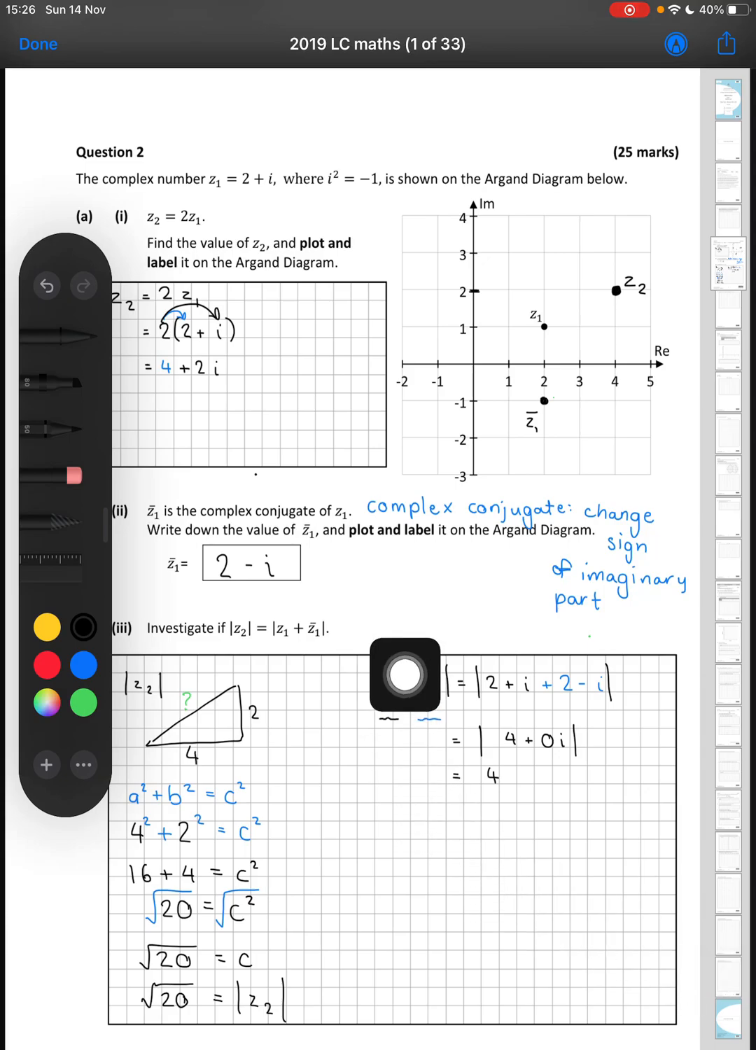Okay, so the modulus of Z1 plus the complex conjugate of Z1 is equal to 4. The modulus of Z2 is equal to square root 20. Okay, so the square root 20 does not equal 4. So my modulus of Z2 does not equal the modulus of Z1 plus its complex conjugate. Okay?